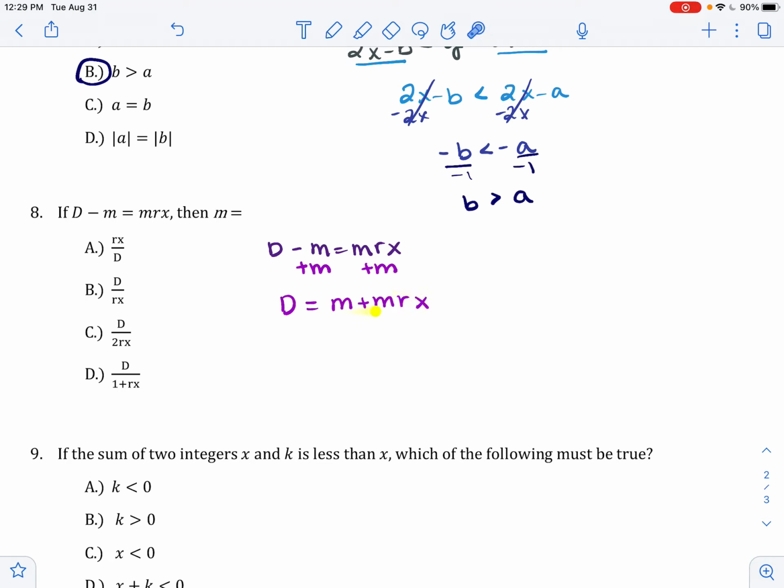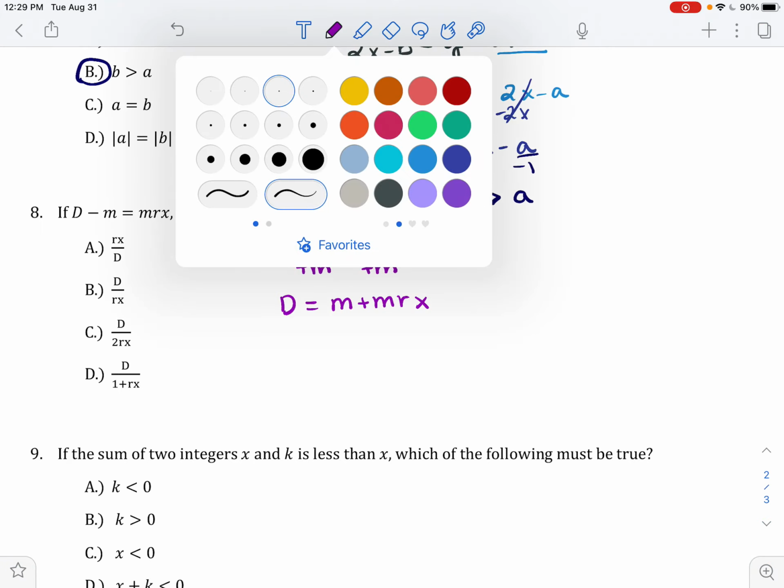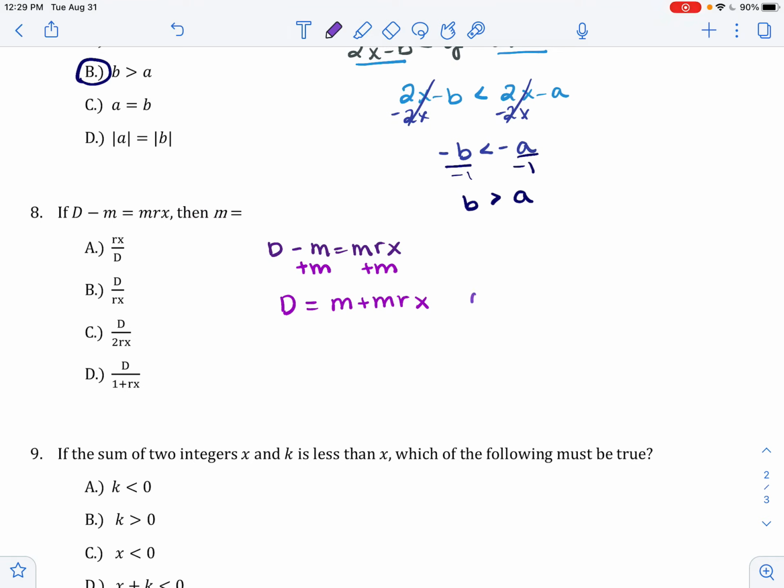Now it's really tempting to try to push these two terms together, but notice they are not like terms. This is m, and this is m being multiplied to x and r. So I cannot combine this into 2m r x. What I can do, though, is recognize that there is a common factor of m between these two terms. So that allows me to divide out the m on the right-hand side. That leaves behind a 1 plus an r times x.